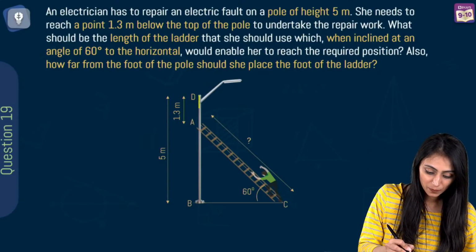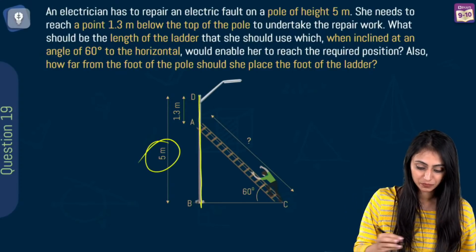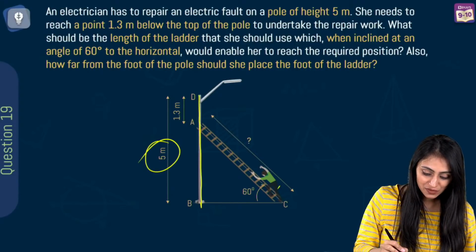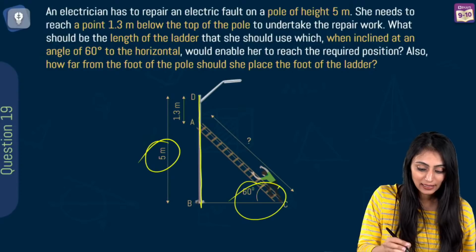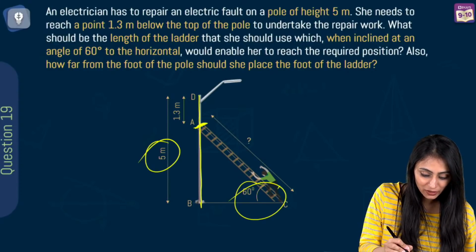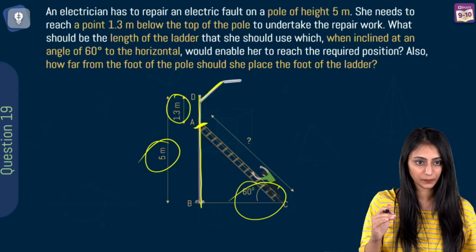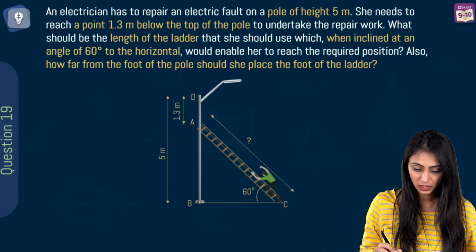So this is the pole. Pole's height is given, that's 5 meter. Electrician is here, right? So the ladder is inclined at an angle of 60 degree, right? And ladder is still here. That means electrician will stand here and then he will do the repair work. So it is 1.3 meters below the top. I hope question is clear to everyone.